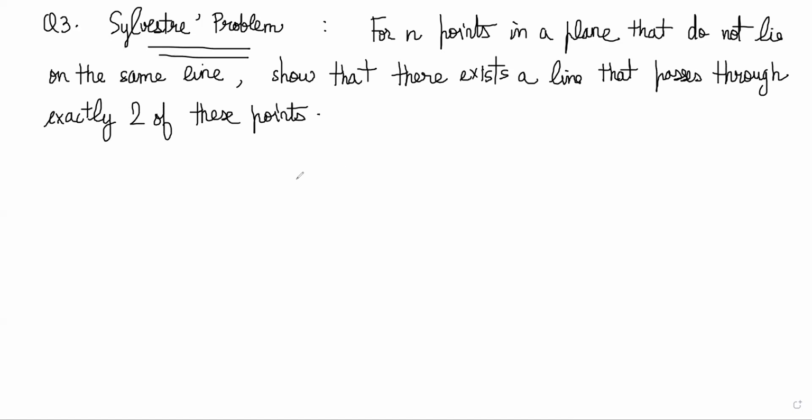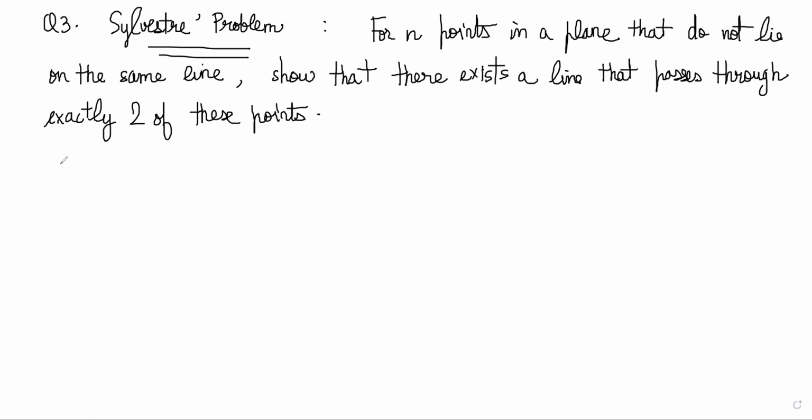So basically the problem is very simply stated. It says that there are n points in the plane that are not all collinear. They are not all lying on the same line. We have to show that out of these n points, there will be a line that passes through just two of them. Not three, not four, just two, right? Okay, so let's think about how we approach this question.